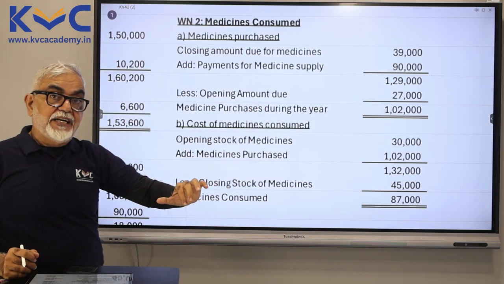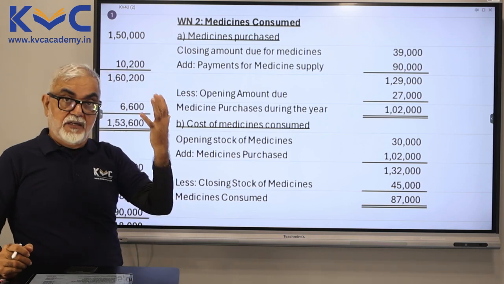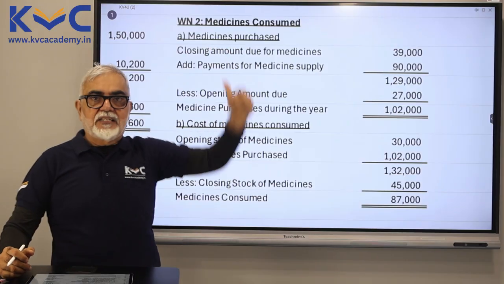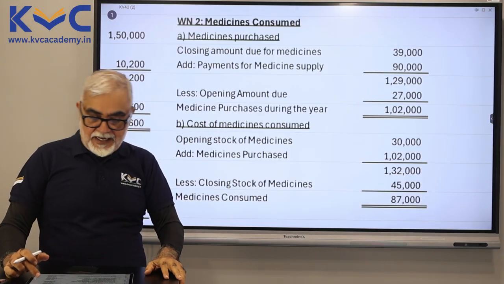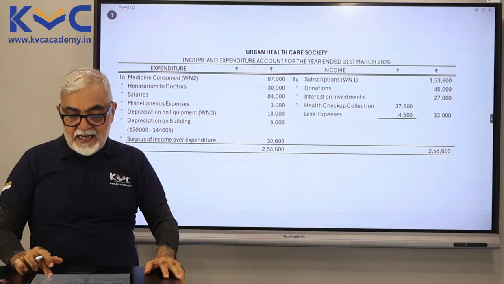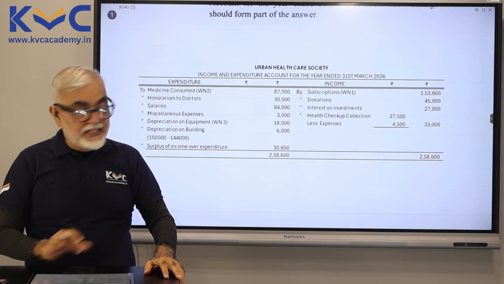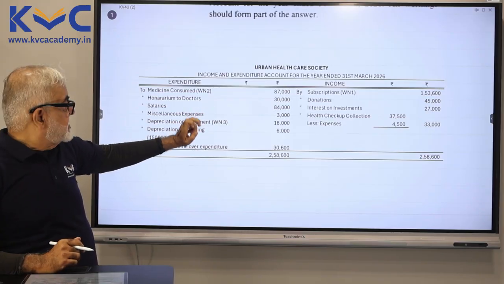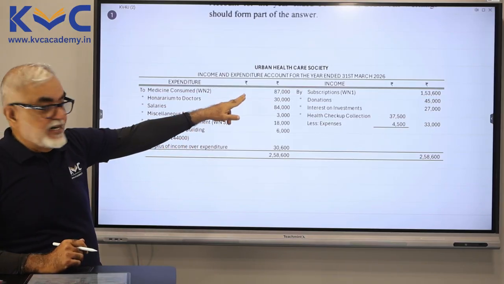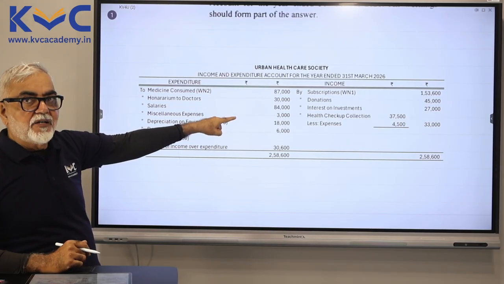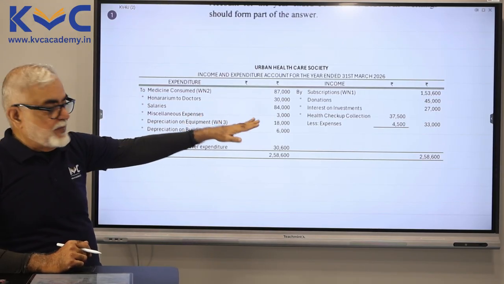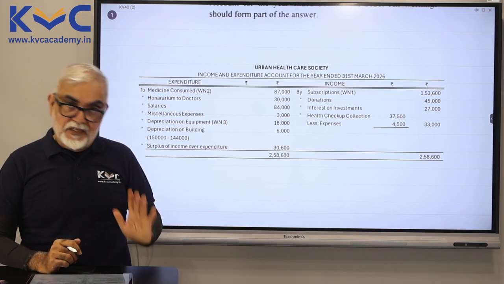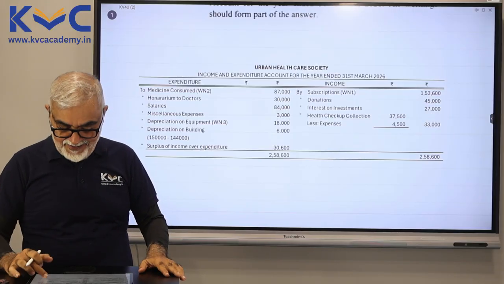What comes to the income and expenditure is the amount consumed. Opening stock plus purchase minus closing stock. So 87,000 should come to your income and expenditure account. Based on these calculations, I prepared the income and expenditure account. Medicines consumed, honorarium to doctors, salaries, business expenses, depreciation, credit side subscriptions, donations, interest on investments, health checkup collection, less expenses. Surplus is 30,600. Work question. Marks will be less, but it's okay.